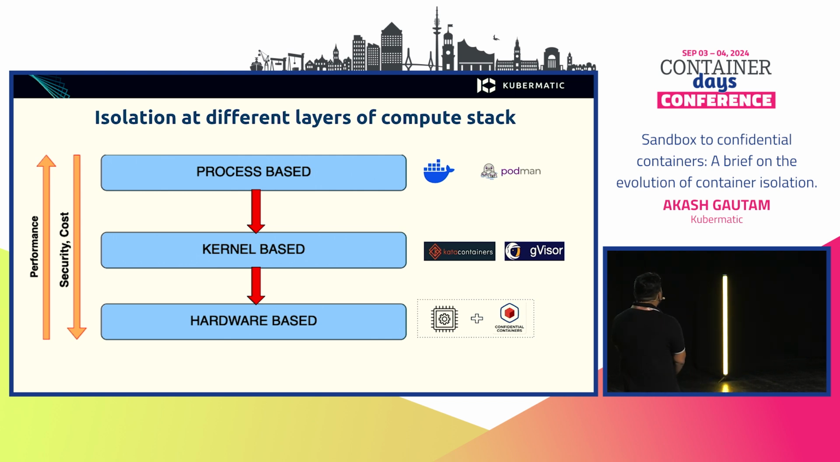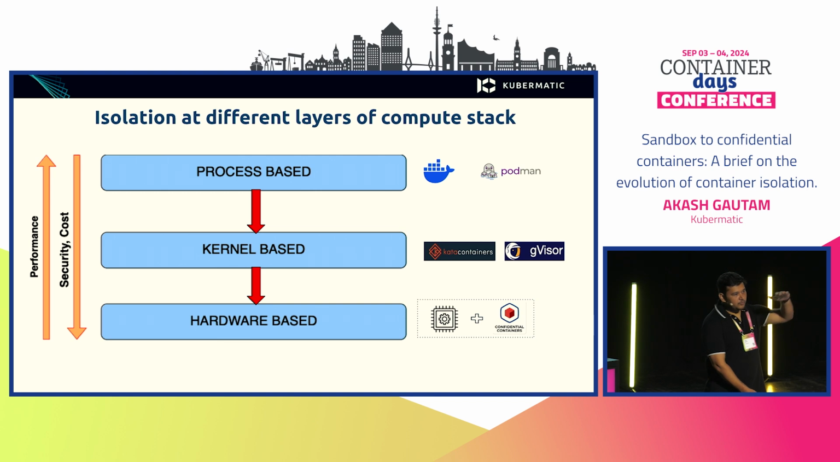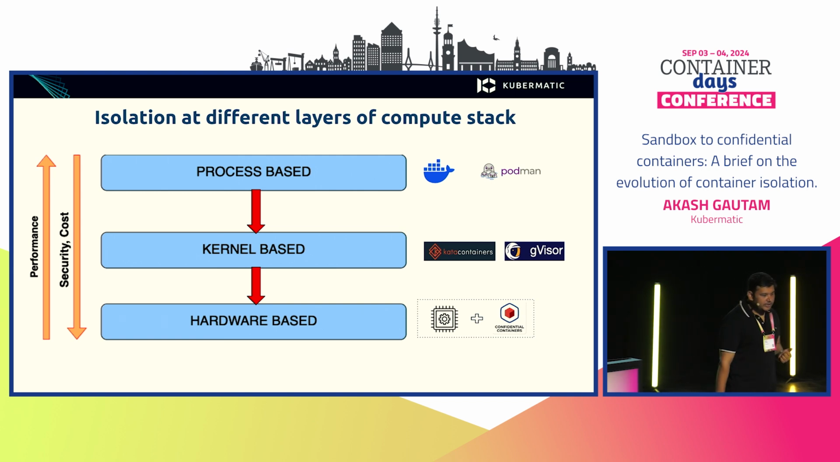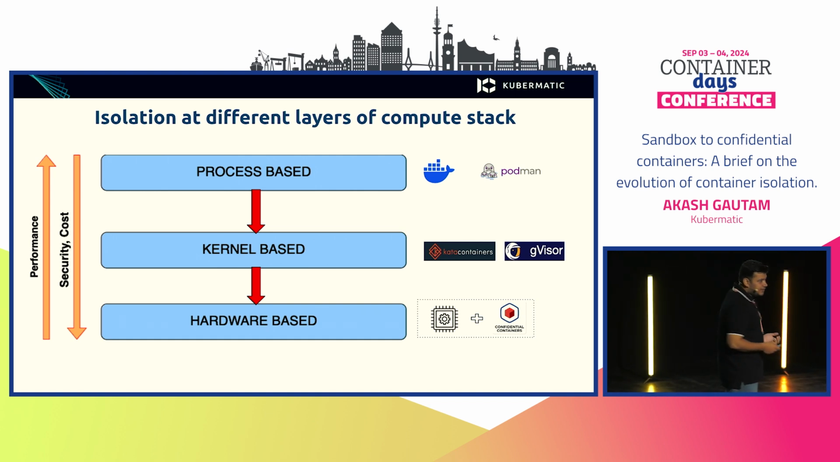So the pattern here is simple. As our need for security grows, we push the isolation down the computing stack, starting from process to kernel, all the way down to the hardware. But along with the security, the cost also increases. So where we should do the isolation eventually will depend on what our requirements are.